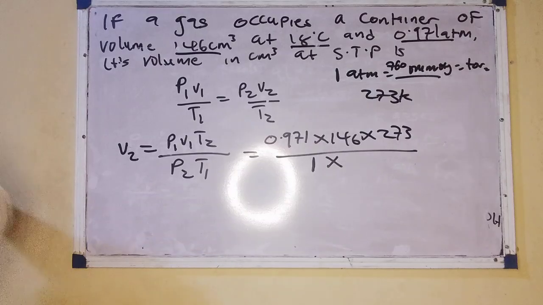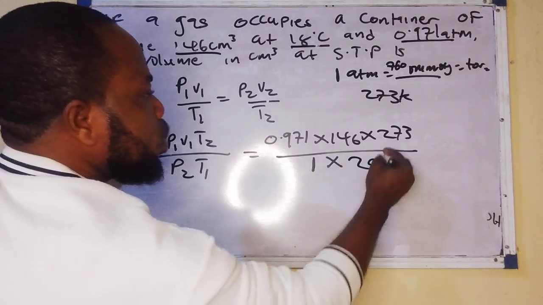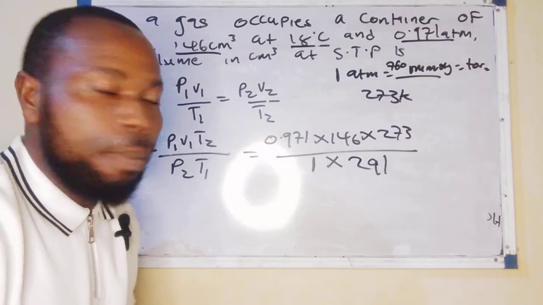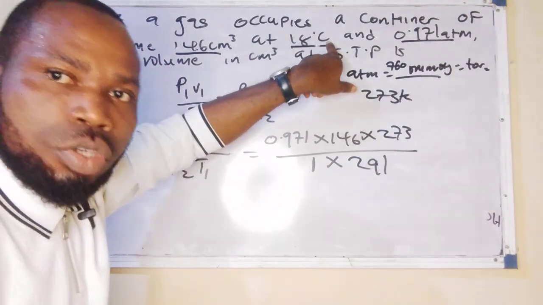That means I need to convert this 18 degrees Celsius to Kelvin. How do I do that? I need to add 273. So it will now be 18 plus 273, and that will give me 291. Now please, how did I come about this 291? I need to convert this degree Celsius to Kelvin.